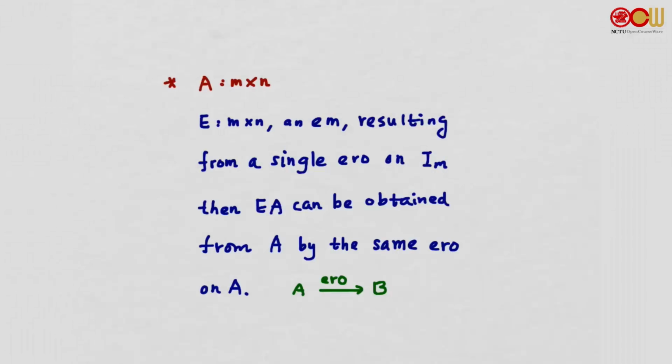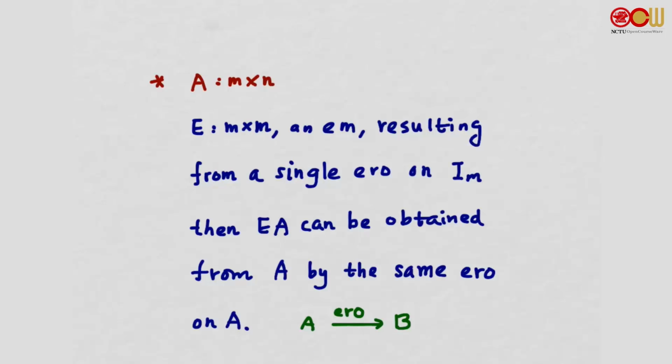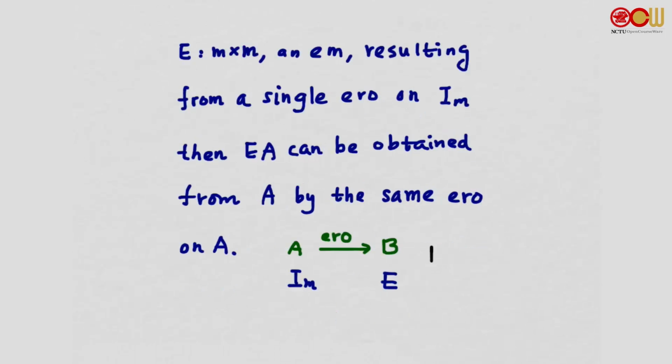We have the conclusion that if A is an m by n matrix and E is an m by m elementary matrix resulting from a single elementary row operation on the identity matrix Im, then the matrix product EA can be obtained from A by the same ERO on A. What this means is that suppose we apply a single ERO on A, and we get a matrix B. Now suppose we apply the same ERO on the identity matrix Im and we get E. Then B can be obtained as the matrix product E and A.